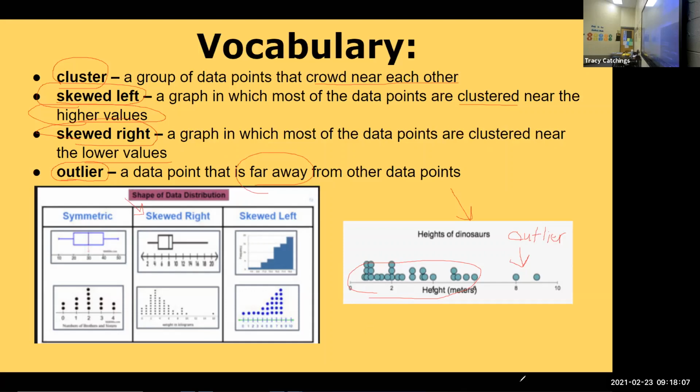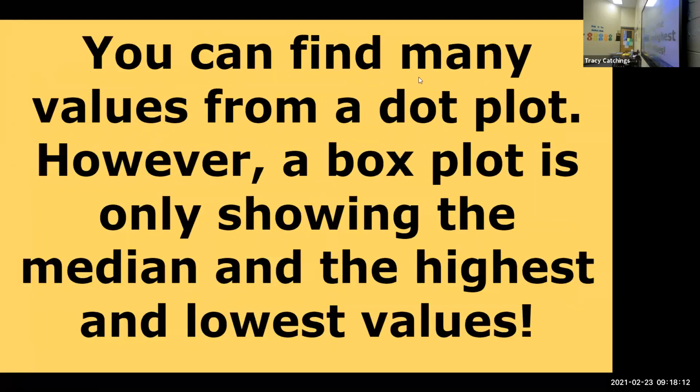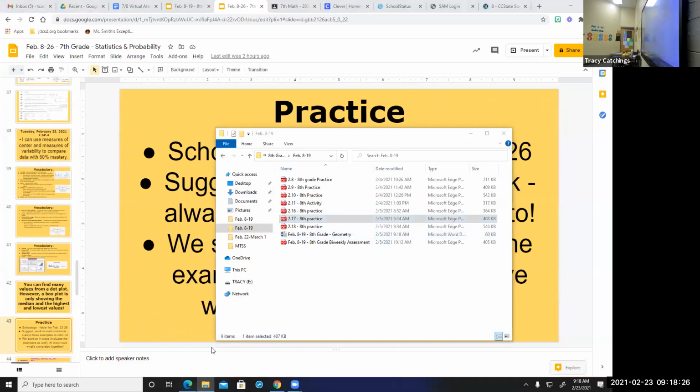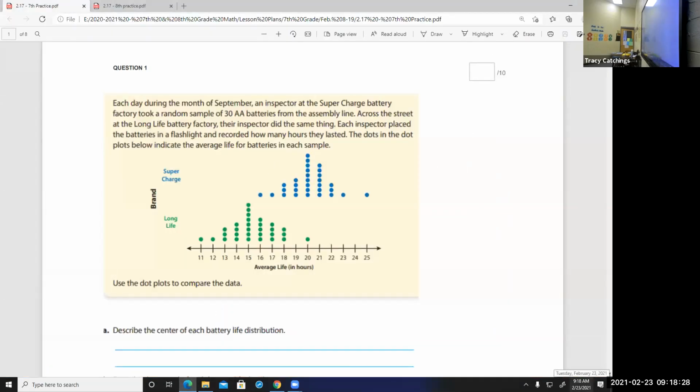All right, you can find many values from a dot plot. However, the box plot only gives you those 5 things: median, highest and lowest, and of course the upper quartile and the lower quartile. All right, our practice is in normal position in Schoology. I'll give you about a second or so to get there.